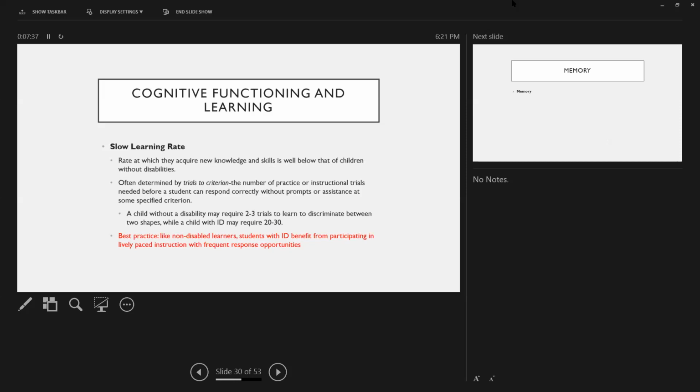It has been proposed that since people with intellectual disabilities are so slow to learn, it stands to reason that we should slow down instruction for them. But this actually has been shown not to be the case. There is research that shows that students who have intellectual disabilities actually benefit more from participating in lively paced instruction and in situations when they have frequent opportunities to provide responses to questions. So it really isn't the case that, in differentiated instruction, we should slow things down for the student with an intellectual disability.